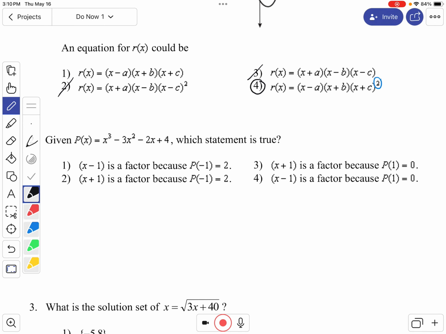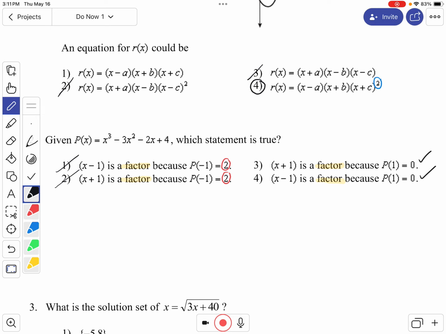You technically can do this question without actually doing work. We're given a function we call p of x, and we want to know which statement is true. So we have the words factors here. Factor means that when you plug a number in, you're going to get 0. So just knowing that, they're telling you that this is equal to 2. That's impossible, because if it's a factor, it's supposed to be equal to 0. Okay? Equal to 0, equal to 0.